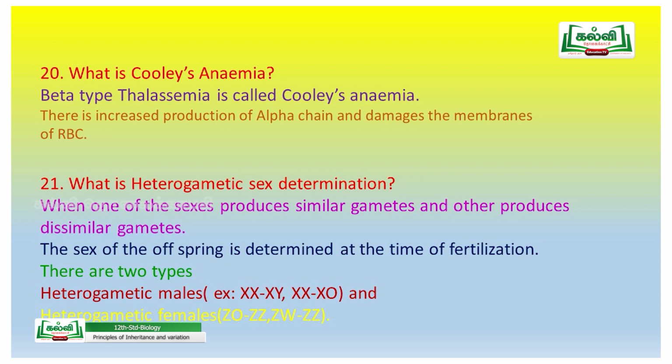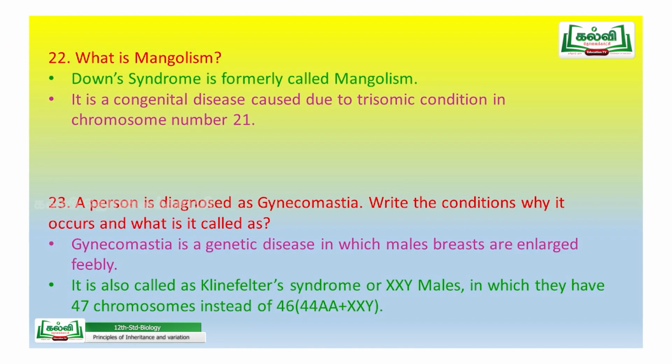There are 2 types: heterogametic males, which are XY or XO, and heterogametic females, which are represented as ZO and ZW. Here the first term indicates the females, that is, the heterogametic males are XY and XO, and heterogametic females are ZO and ZW. What is Mongolism?